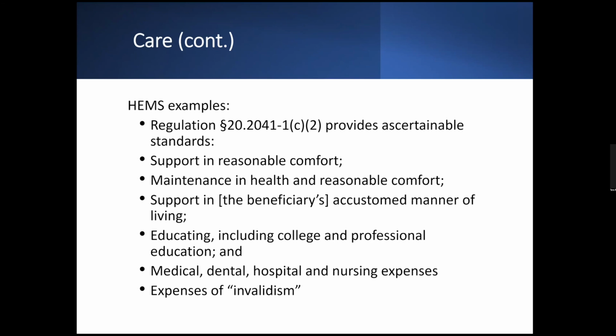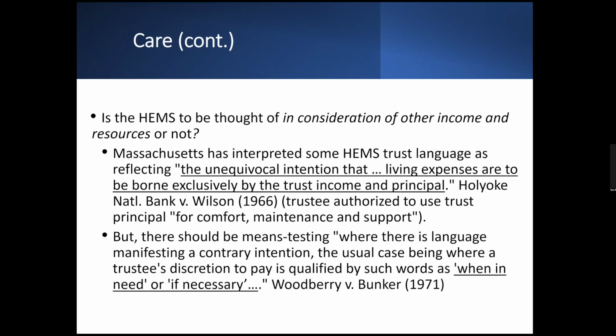Again, education, medical, dental, unreimbursed expenses there, hospital, nursing, expenses of invalidism, that's literally in the code. Sometimes the HEMS standard is thought to be in consideration of other income and resources. This is a very important distinction.